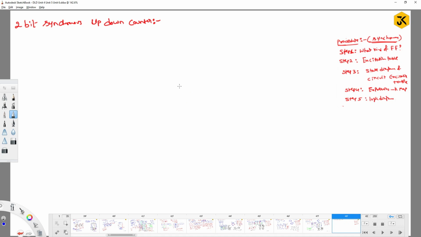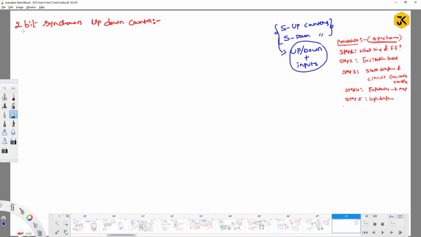Hi everyone. In the previous classes, we have seen how to construct synchronous up counters, and also we have discussed how to construct synchronous down counters. So the point here is, why can't we construct a circuit that will act as an up counter or a down counter based on the inputs? That is what I would like to discuss in this particular class.